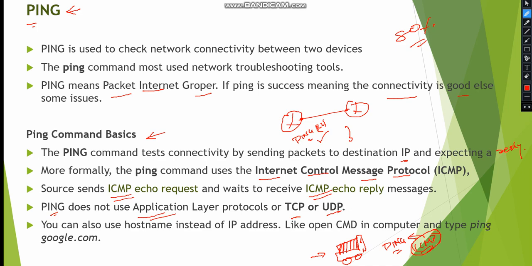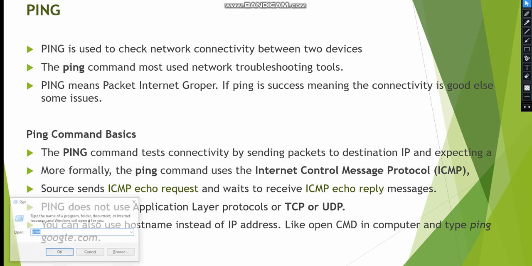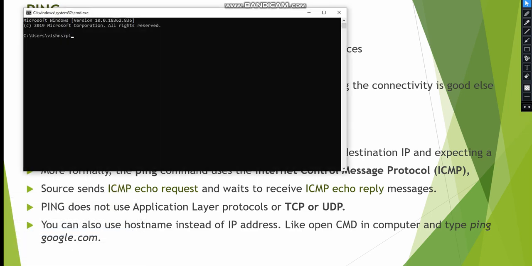The command for ping is very simple. Just type ping and give the IP address of the destination. You can also use the destination or the neighboring network device host name instead of just the IP address. For example, let me show you how to ping google.com. Press Windows R, type CMD, type ping space google.com.